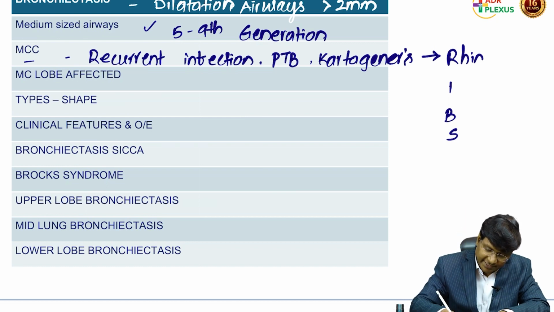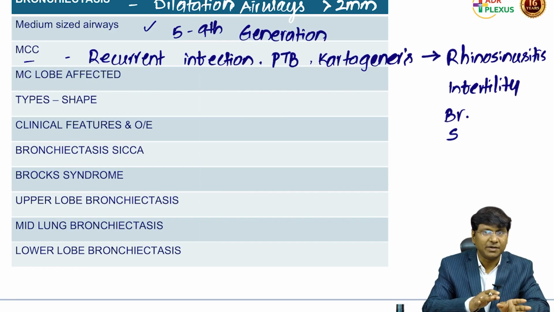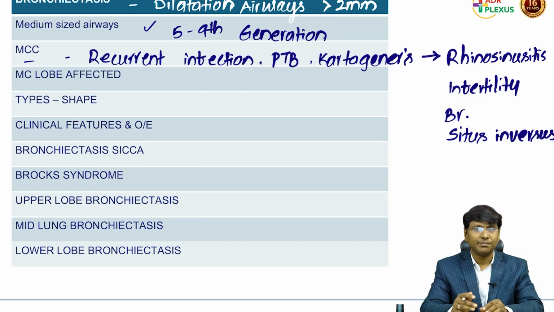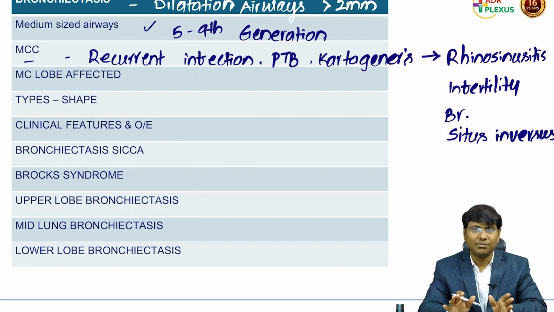That includes rhinosinusitis, then infertility. B stands for bronchiectasis, the topic we are discussing now. S stands for situs inversus. So these are the components of Kartagener, and one of the important components will be bronchiectasis.